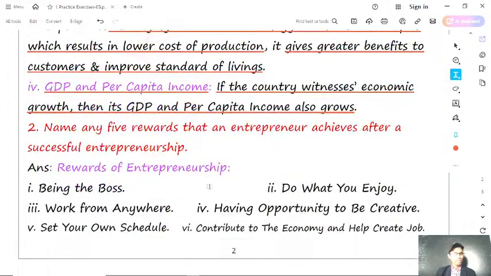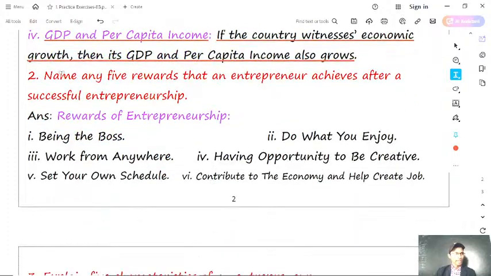Now the next question is: name any 5 rewards that an entrepreneur achieves after a successful venture. Look, what the question is saying is that you have to write any 5 rewards, the rewards they get after the success of their business in any area. See, first of all, what are the rewards they get?